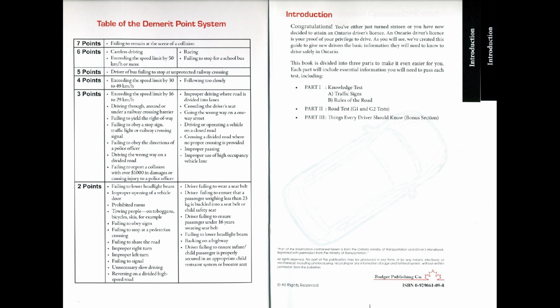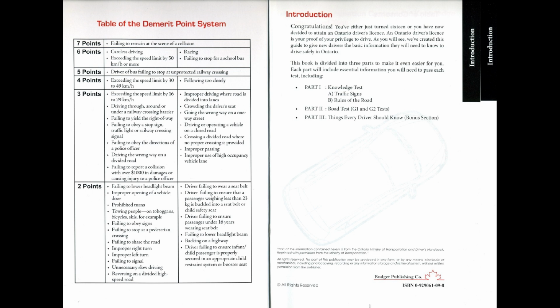Reversing on a divided high-speed road. Driver failing to wear a seat belt. Driver failing to ensure that a passenger weighing less than 23 kilograms is buckled into a seat belt or child safety seat. Driver failing to ensure passenger under 16 years wearing seat belt. Failing to lower headlight beam. Backing on a highway. Driver failing to ensure infant or child passenger is properly secured in an appropriate child restraint system or booster seat.